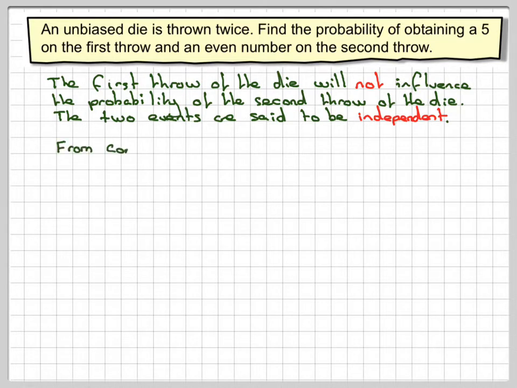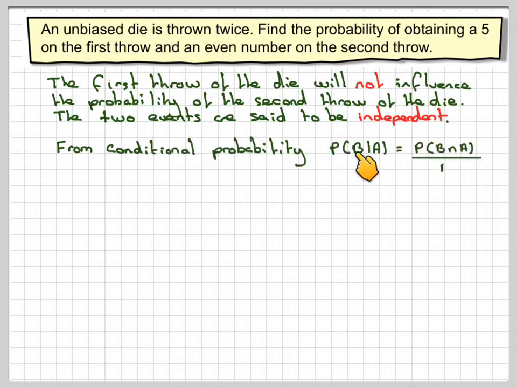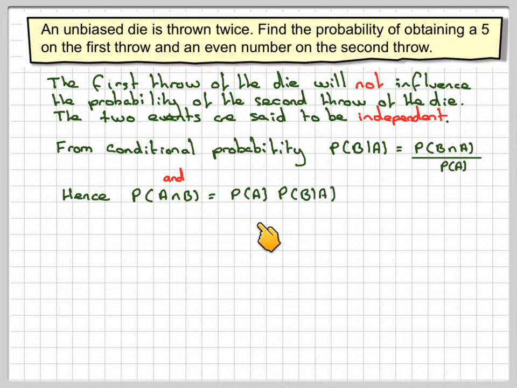So, from conditional probability, we have the probability that B happens given that A has already happened is equal to the probability of the intersection of B and A, or B and A happening, divided by the probability of A. If we rearrange that, we can write the probability of A and B, it doesn't matter which way round we write these two, is equal to the probability of A times the probability of B happening, given that A has already happened.